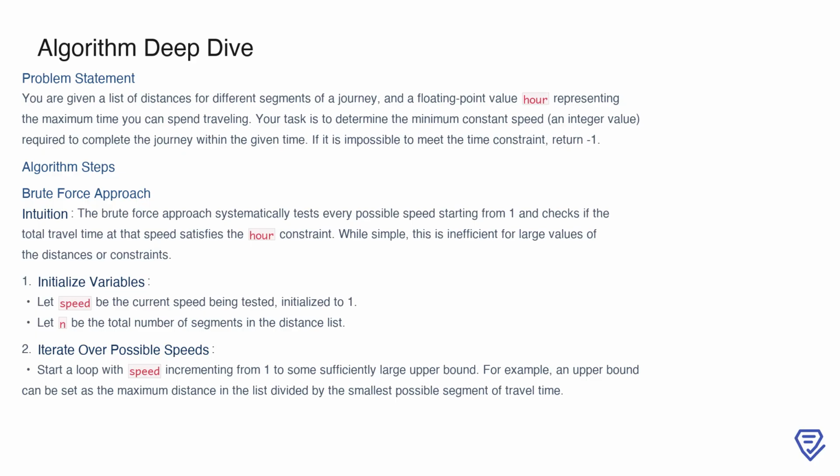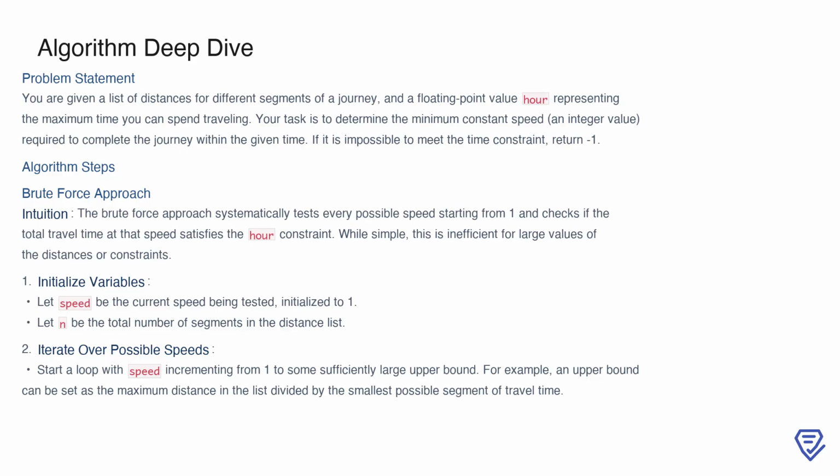To approach this problem, we first consider the brute force method. The intuition behind this method is straightforward. We systematically test every possible speed, starting from 1, and check if the total travel time at that speed satisfies that hour constraint. While this approach is easy to understand, it becomes computationally expensive for larger inputs.